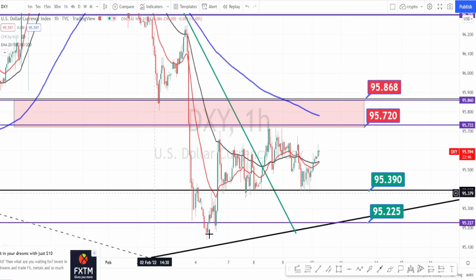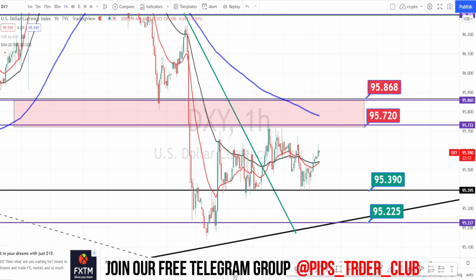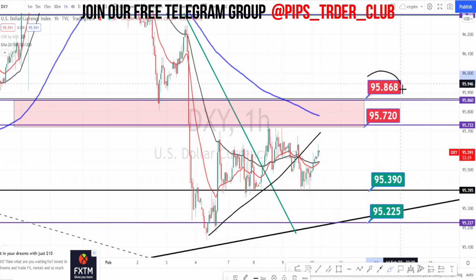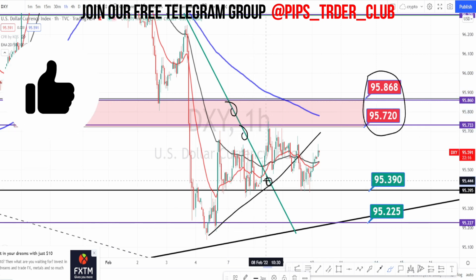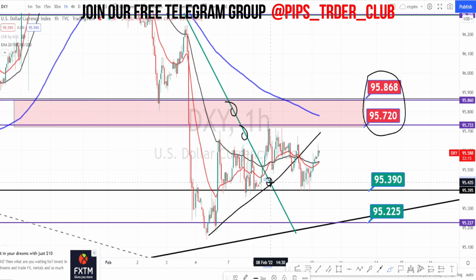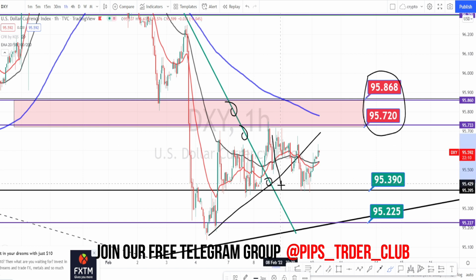I'm in dollar index now. When we look at the current price action of the dollar index, yesterday it was in a very nice bullish trend and it couldn't break this resistance area which was around 95.86 to 95.72. Also, we know that it was on a very nice downtrend and it gave a breakout from this trend line or the resistance line, and currently the dollar index is moving sideways.